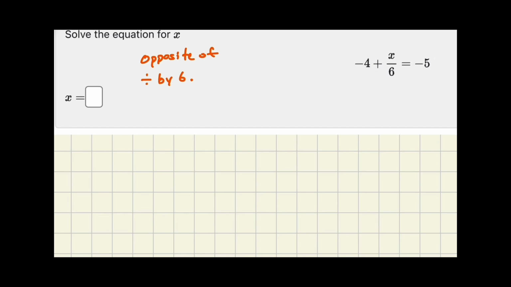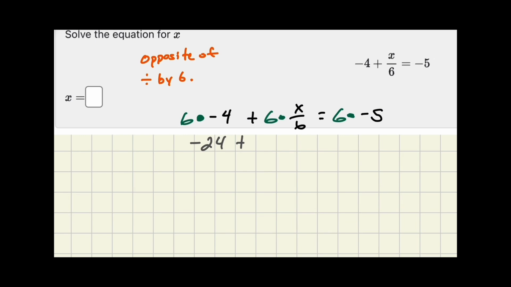So I'm going to go with my original equation. We'll write it out here in black, right? -4 plus x over 6 equals -5. I gave myself some space because I just said we're going to do the opposite of divide by 6. I'm going to multiply every term by 6. Right here, see? All three terms by 6. I end up with 6 times -4 is -24.